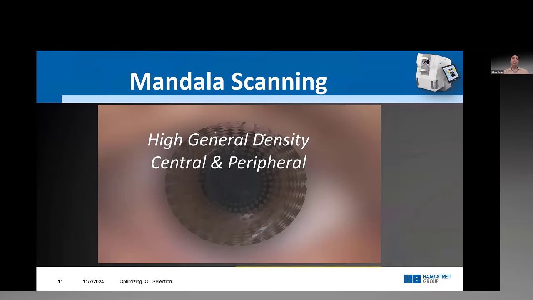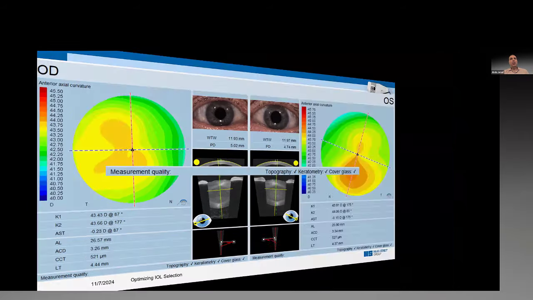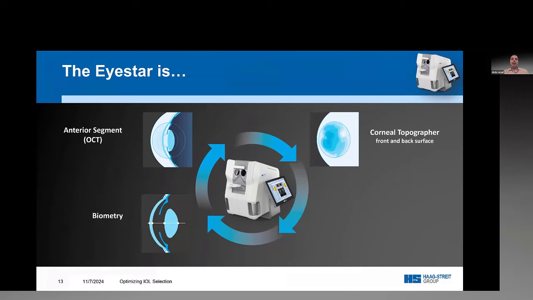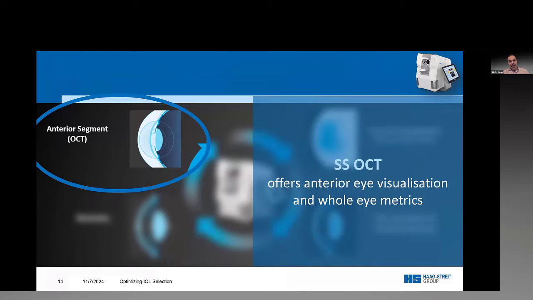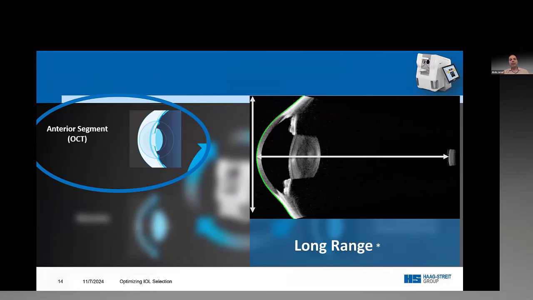With Mandela scanning, we have high scan density, central and peripheral. The collected data are then automatically validated and used to produce OCT images, corneal topography, and biometry measurements. An IOL calculation module is also part of the device. The swept source OCT technology allows us to construct OCT images at high speed with high resolution and, of course, long range.